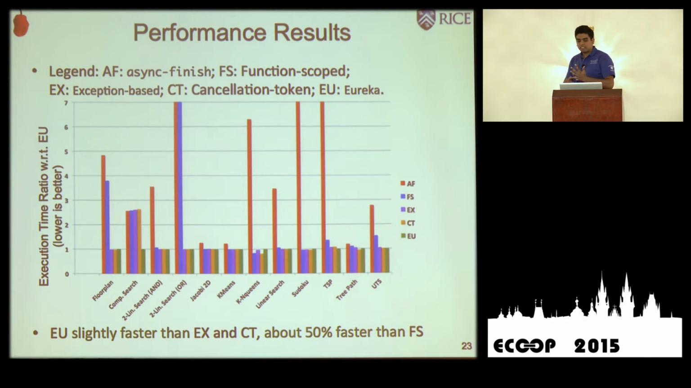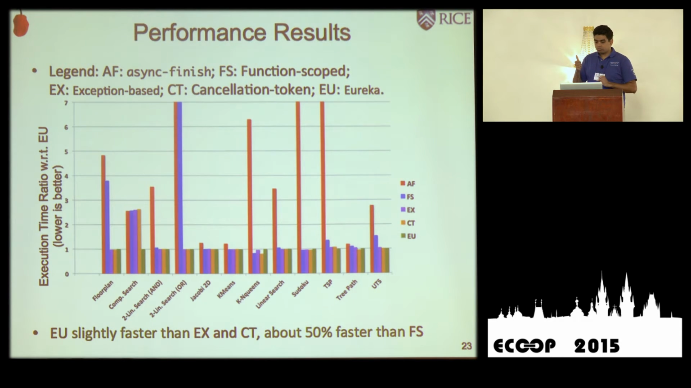The other variants, exception-based, cancellation token, and our model, Eureka, effectively all do the same thing. None of these benchmarks exhibit any of the problems that I mentioned to you about exceptions and cancellation tokens. So we didn't have library functions and so on. We did that just to ensure that the comparison was fair for all the benchmarks on all the different variants. And the takeaway from this slide is that our model performs at par, if not better, than the other approaches, exception-based and cancellation token.